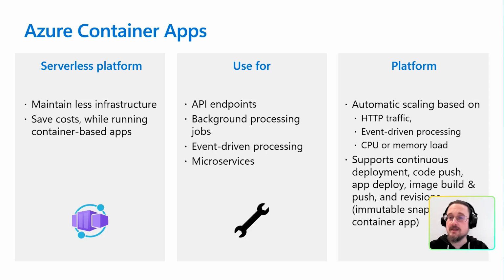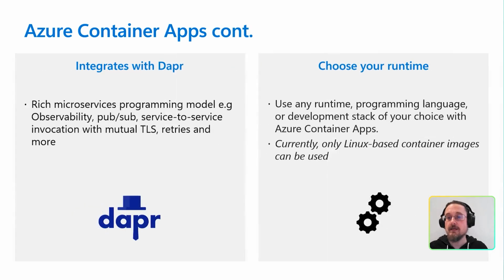And if you look at the platform itself here on our right side, we see that you have automatic scaling, and it scales up or down depending on various scenarios happening. So maybe there's an increase or decrease in traffic, then it scales to fit, or there's some event that happens that enables it to scale up or down, or maybe there's some CPU or memory load, in which case it will also say, okay, I'll create more resources to meet the demands of the users. And it supports continuous deployment, code push, app deploy, and a lot of other goodness, as you can see.